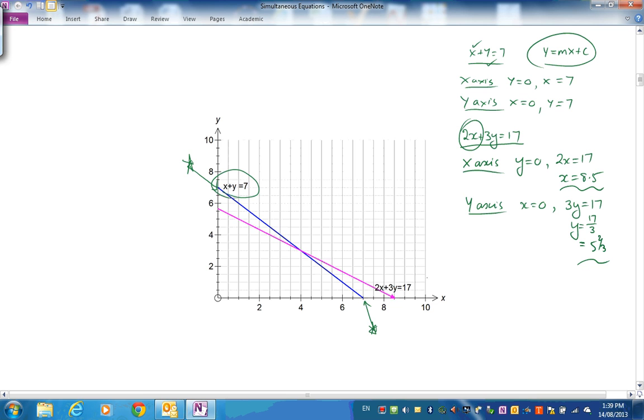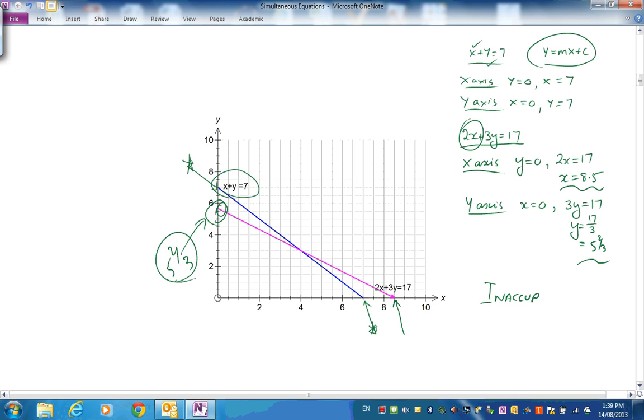X is 8.5. Well, that's not too bad with the scale. 8.5 there. But 5 2/3, see that? This is where graphing by hand has its inaccuracies. 5 2/3 on this scale is hard to find because we've got 2 squares to make a whole. They are 0.5s, each of those. So it's a little bit, see this, a little bit past 0.5. Let's notice now.